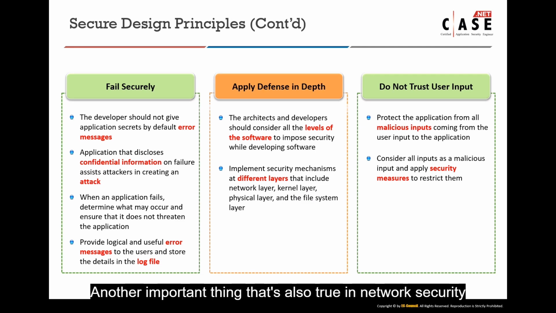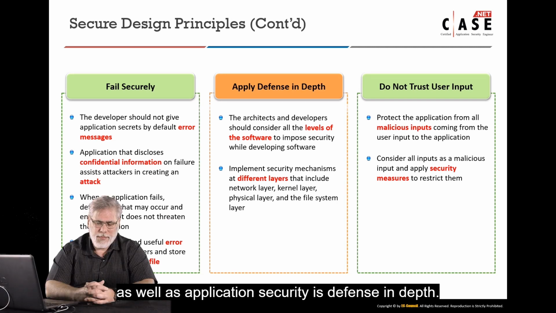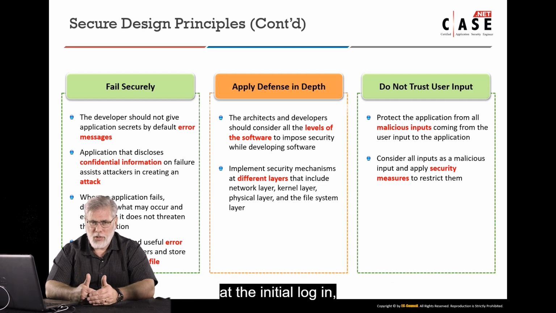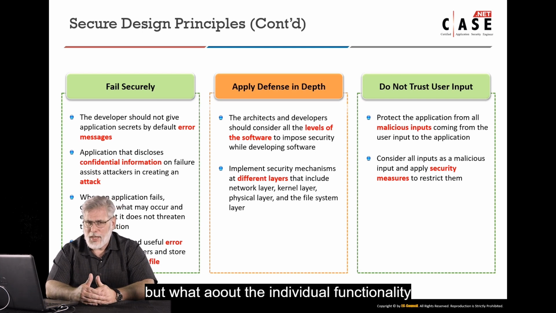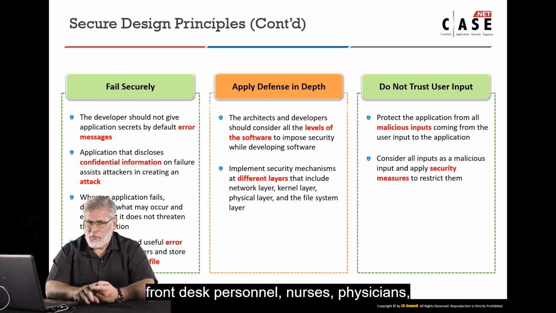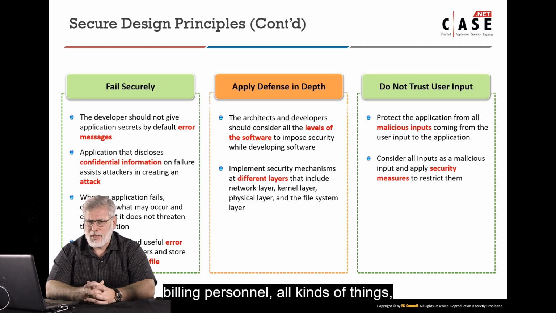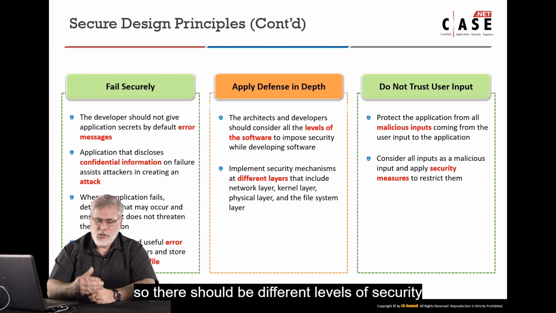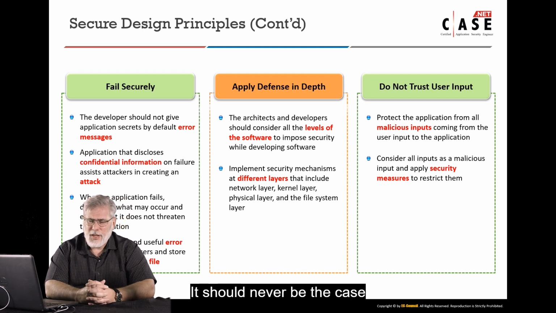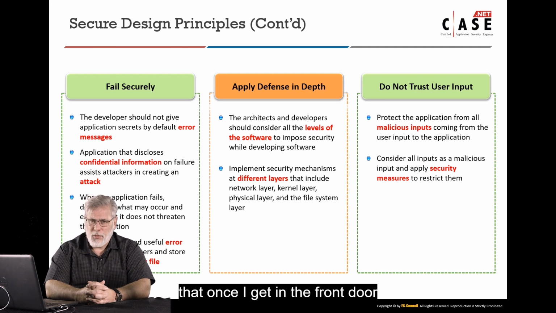Another important thing that's also true in network security as well as application security is defense in depth. Let's go back to my electronic medical records example. It's not good enough that you have strong authentication at the initial login, but what about the individual functionality within the application? Because you have a wide range of users that access this, front desk personnel, nurses, physicians, billing personnel, all kinds of things. They have different levels of access. So there should be different levels of security throughout the application. It should never be the case that once I get in the front door the rest is wide open to me.